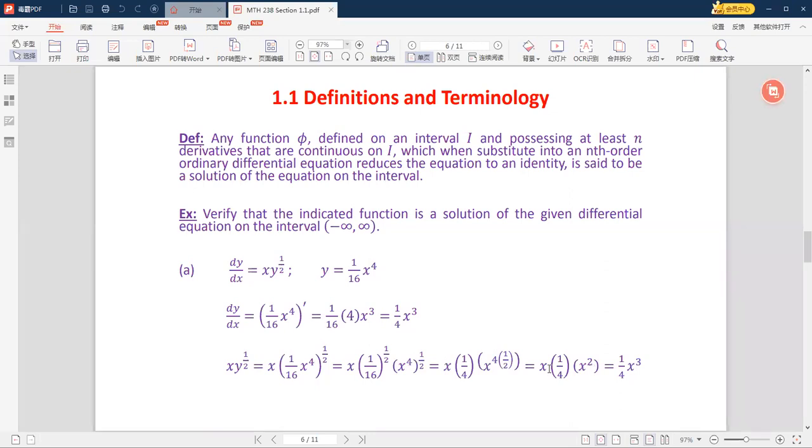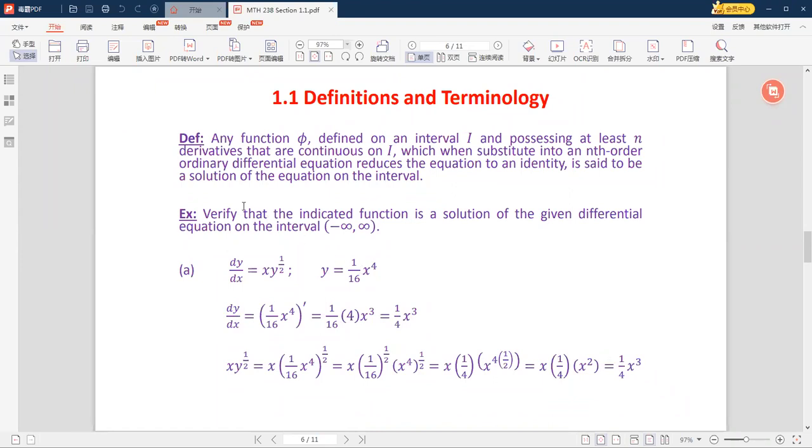So x times 1 over 4 times x squared. And then you can combine x and x squared. x has the power 1, and then you get x squared. When you multiply them, you just add the exponents. 1 plus 2 is 3. So we get x cubed, and then we have 1/4 in the front. So that's the right-hand side. We got 1 over 4x cubed, and we already got 1 over 4x cubed on the left. So you can see the left side and the right-hand side are the same.